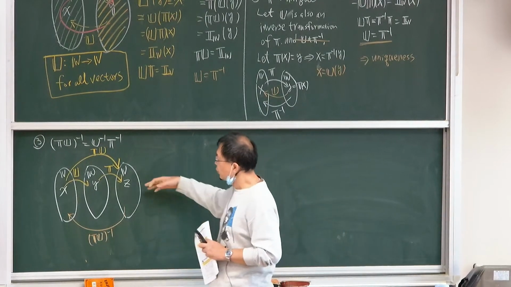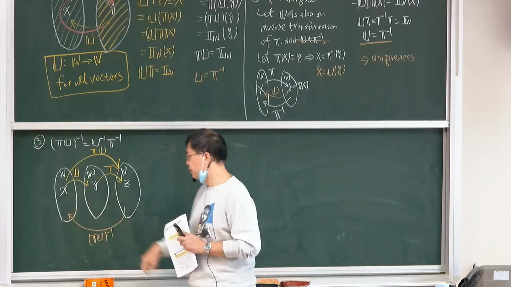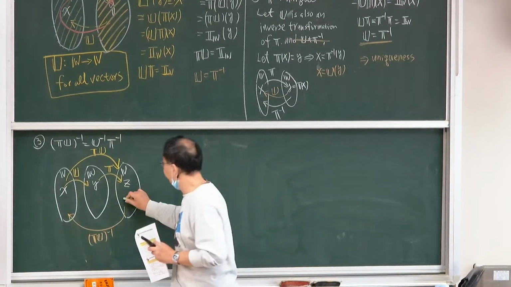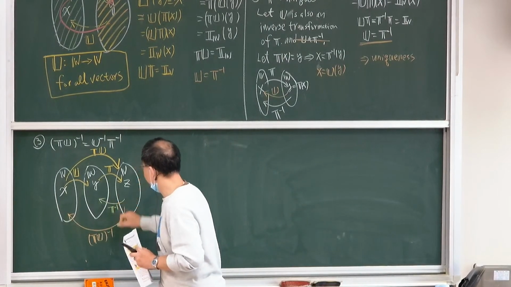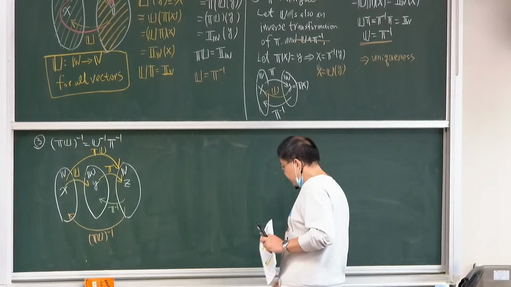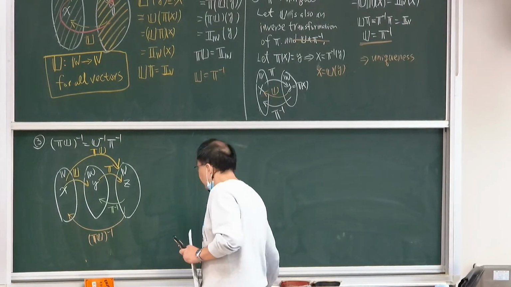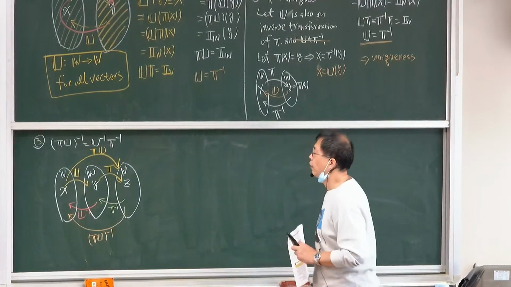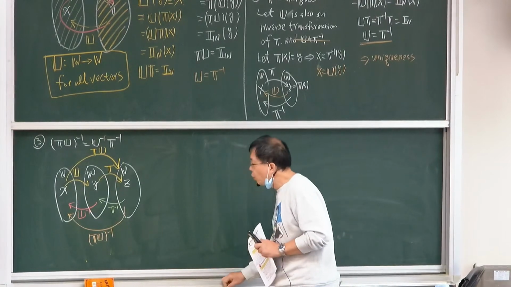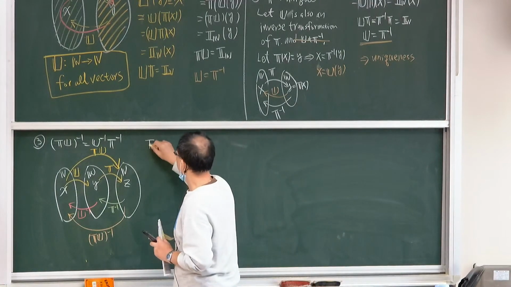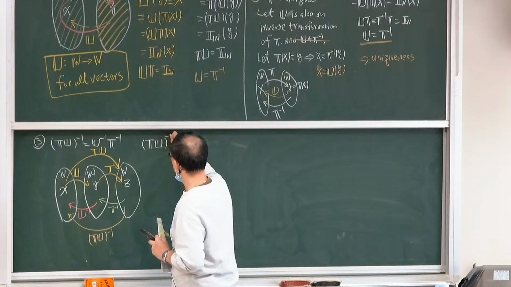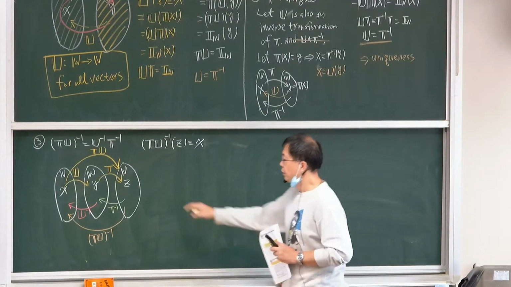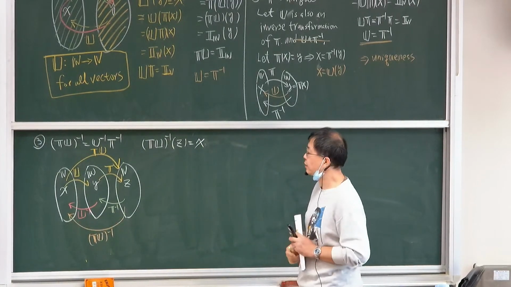But we want to inverse it from Z to X. So what we're going to do is have T inverse first, and then we will have U inverse here. So what we are going to do is that (TU) inverse on Z will be equal to X.